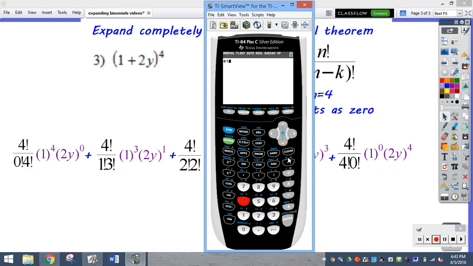And then divided by will give me the fraction bar. Now I have multiple things on the bottom of the fraction, so that means I need to be using my parentheses. And the 0 factorial, and 4 factorial. Close the parentheses, press enter, and it gives you the reduced value, which is 1.